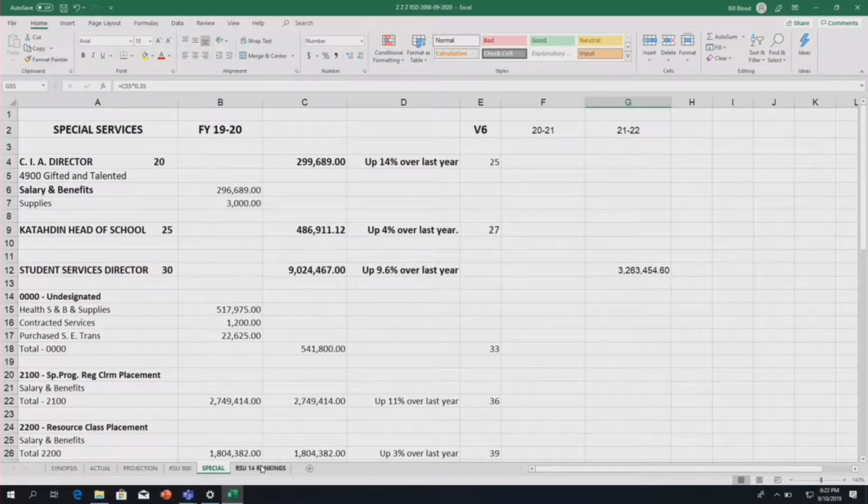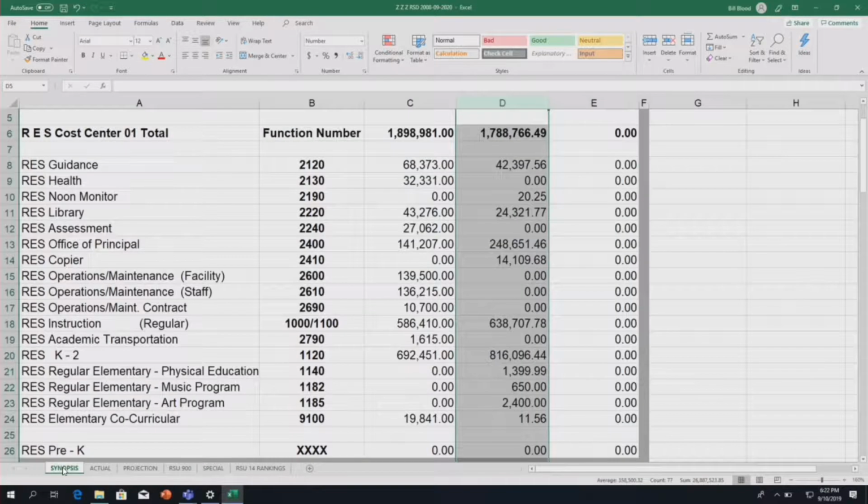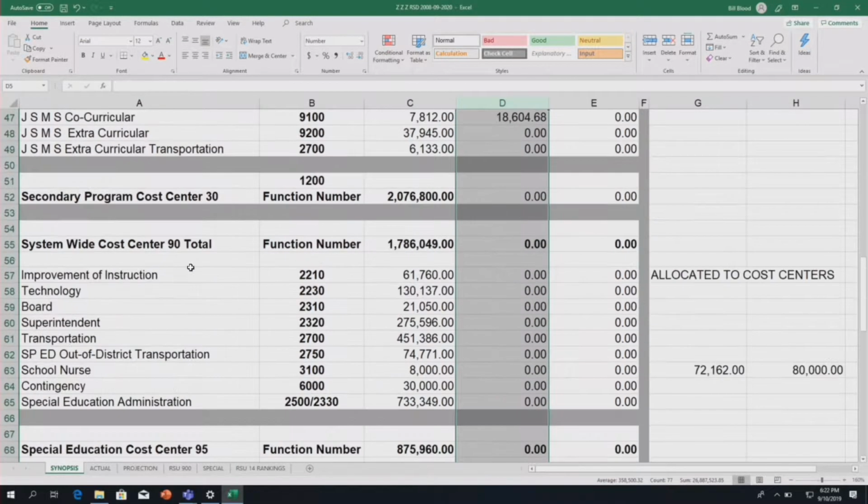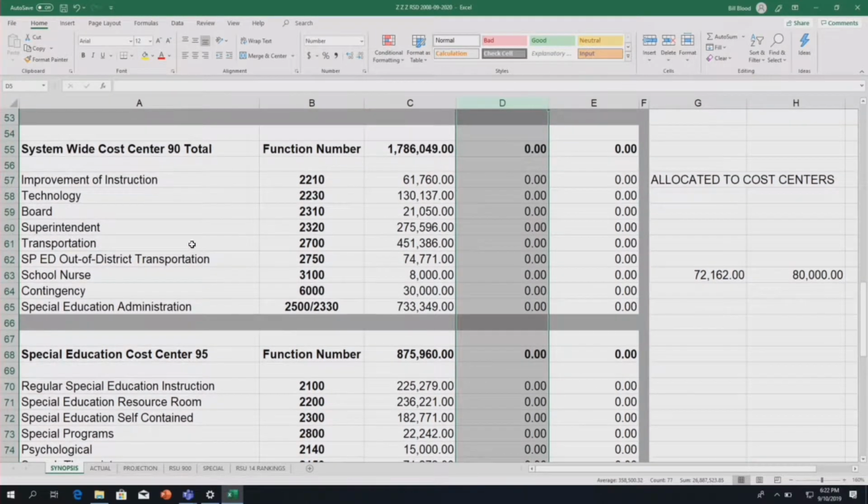I think where we are now is, going back to the synopsis, we have categories that we need to develop and come out of the system-wide. Can everybody see that okay?